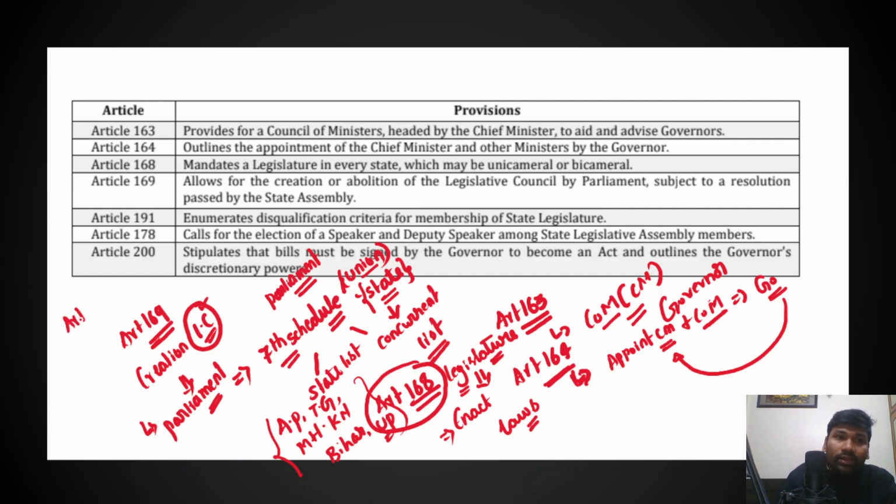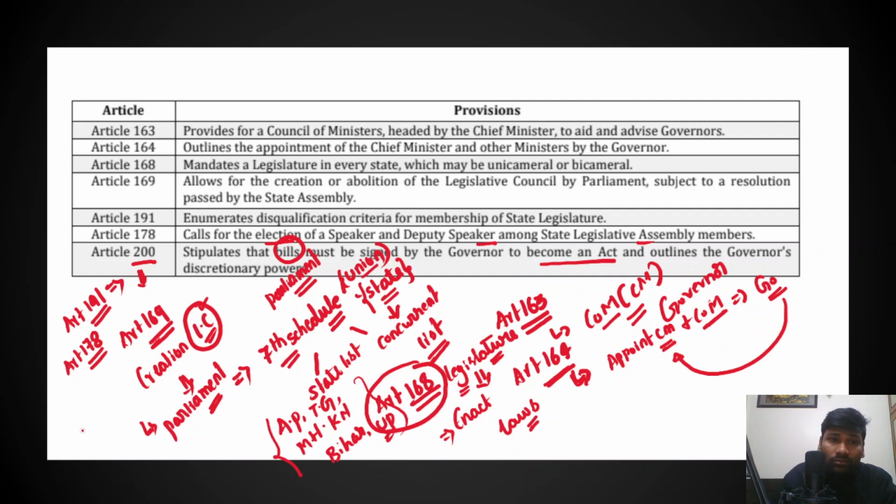Similarly, another very important article, Article 191 of the Indian Constitution, deals with the disqualification criteria for membership to the state legislature. Similarly, Article 178 calls for the election of a Speaker and Deputy Speaker among the state legislative assembly members. And Article 200 stipulates certain bills that must be signed by the Governor to become an Act, and it also outlines important discretionary powers of the Governor.